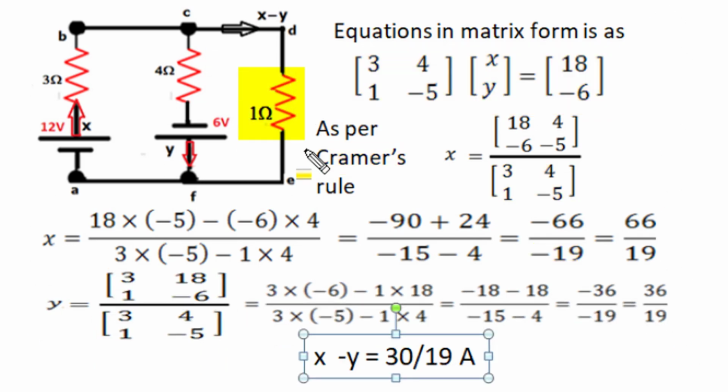Now we can also find the current of 1 ohm as x minus y, and when x and y are subtracted, the resultant current of 1 ohm will become 30 by 19 ampere, and the positive answer indicates that the assumed current and actual current are in the same direction.